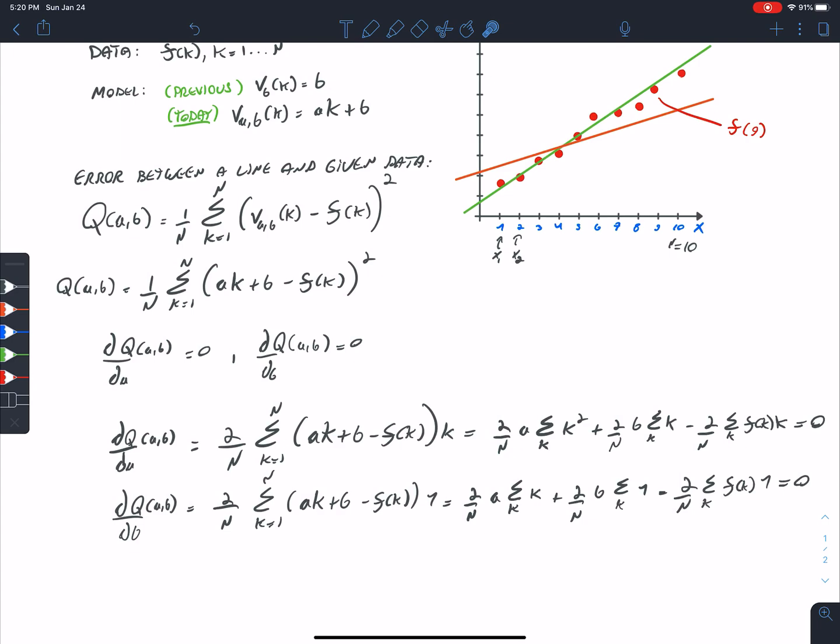Likewise, we can take the derivative of q with respect to b now, and then we set it to 0, right? And we seek the values of a and b that satisfy this equation. But if we only do it with respect to a, we only have one equation and 2 unknowns. So we must also do it with respect to b, and then we'll end up with 2 equations and 2 unknowns.